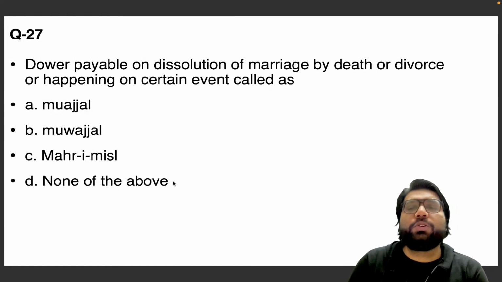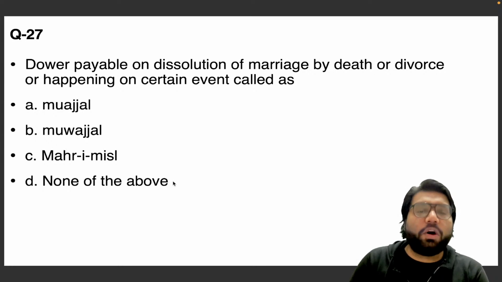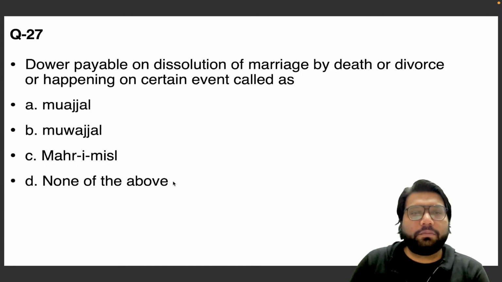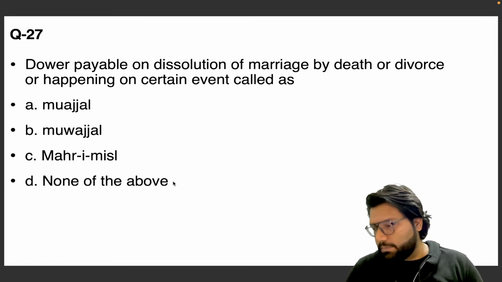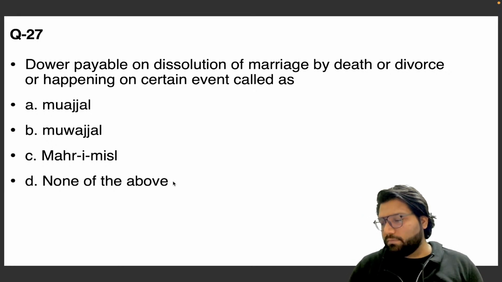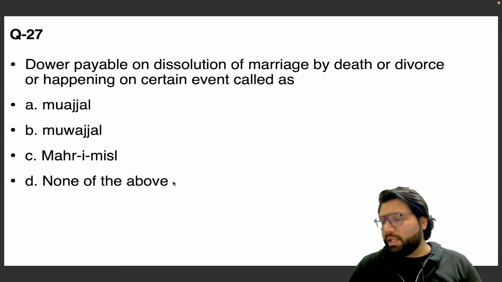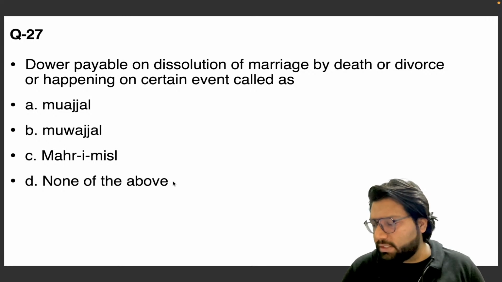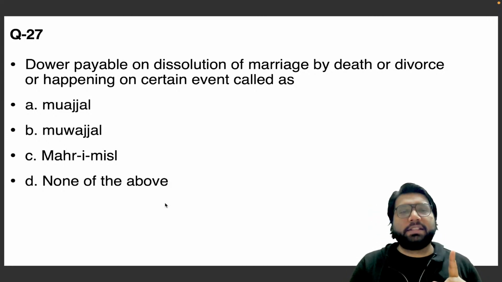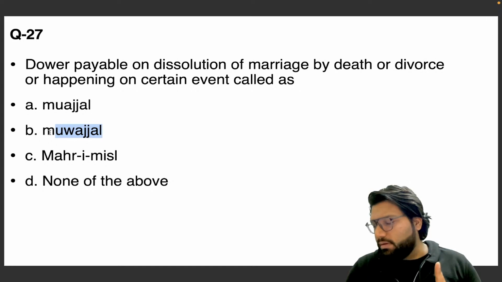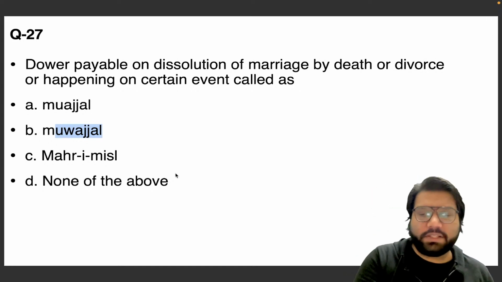Dower payable on dissolution of marriage by death or divorce or happening on certain event called as? Kanika, Ayush, Archana, Vandana, Natasha, everyone's answer. Okay. Natasha, the correct answer is muwajjal, B. Okay. Next.